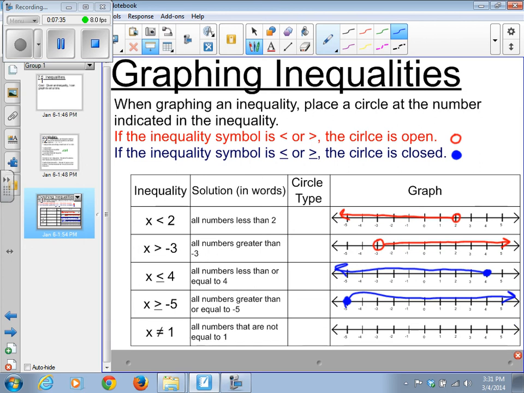And for the last one, I'm going to say x is not equal to 1. So that's all numbers that are not equal to 1. So for that one, we're going to come to 1. It doesn't include 1, but that's where we're going to start. We're going to just draw ourselves an open circle. I'm going to come out this way because it's all those numbers, and I'm going to come out this way because it's all those numbers. So there you go. Those are all the numbers not 1. So every number less than 1 and every number greater than 1.